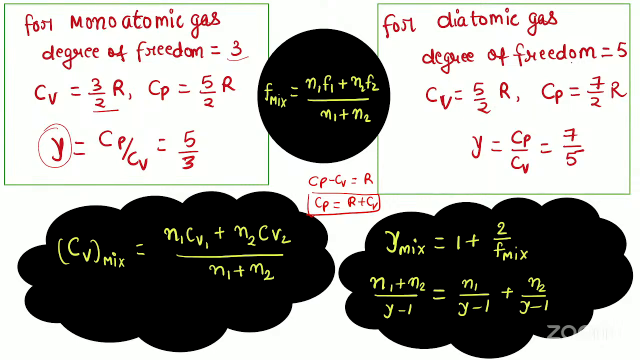Now, for diatomic gas, degree of freedom is 5, I have told you. Cv will become 5 by 2 times R. Cp will become 7 by 2 times R. For any mixture, it will be N1Cv1 plus N2Cv2, where N1 and N2 are the number of molecules of different gases, and Cv1 and Cv2 are the specific heats at constant volume for the different gases, divided by the total number of molecules. Gamma of any mixture is nothing but 1 plus 2 upon F of mixture. F is nothing but degree of freedom. And this formula you can learn.